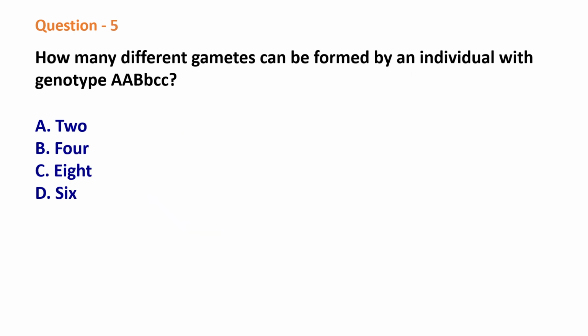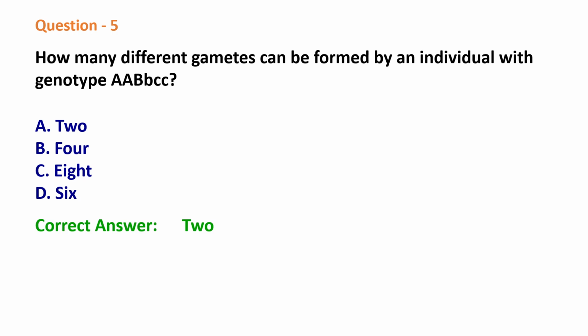Question 5. How many different gametes can be formed by an individual with genotype capital A, capital B, small c? Options: 2, 4, 8, 6. The correct answer is 2.